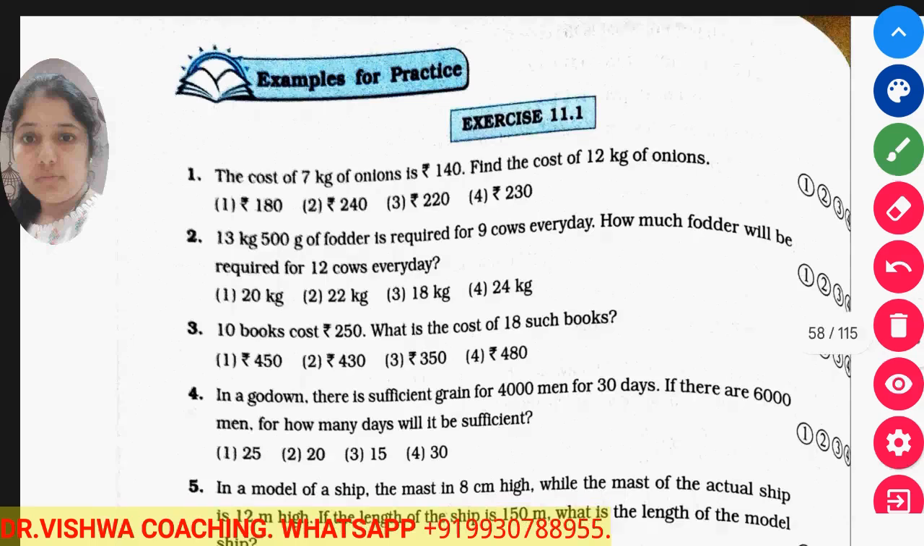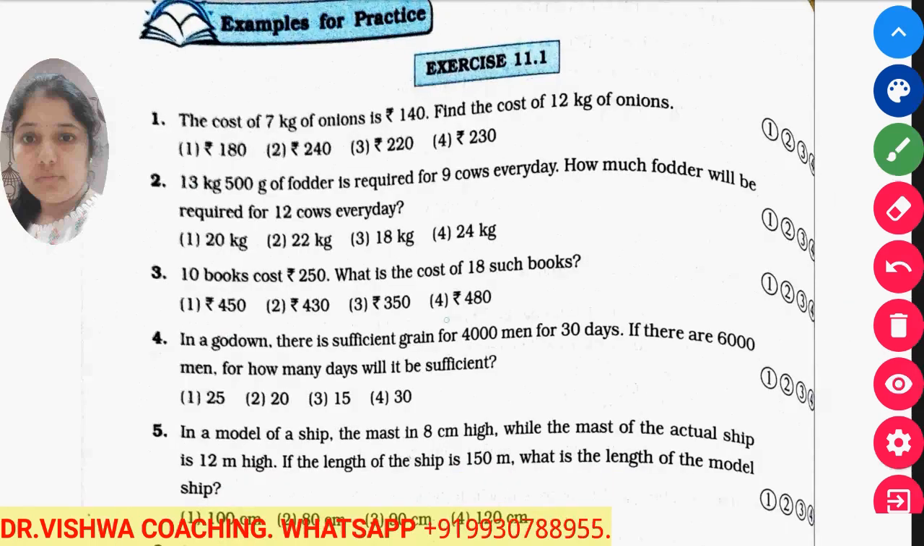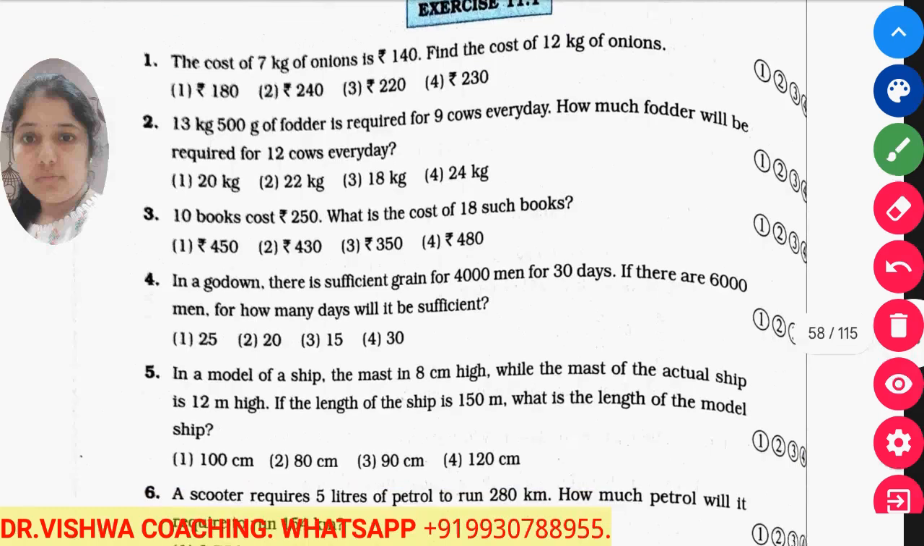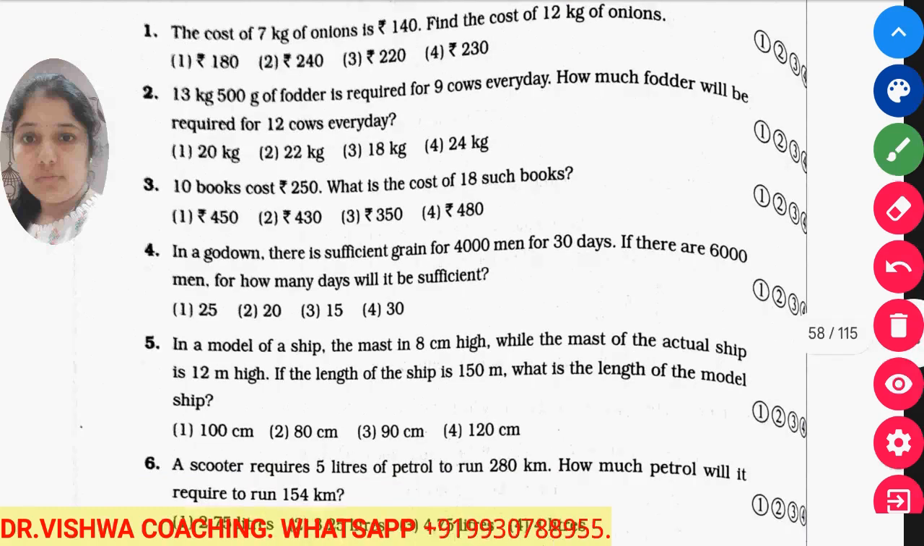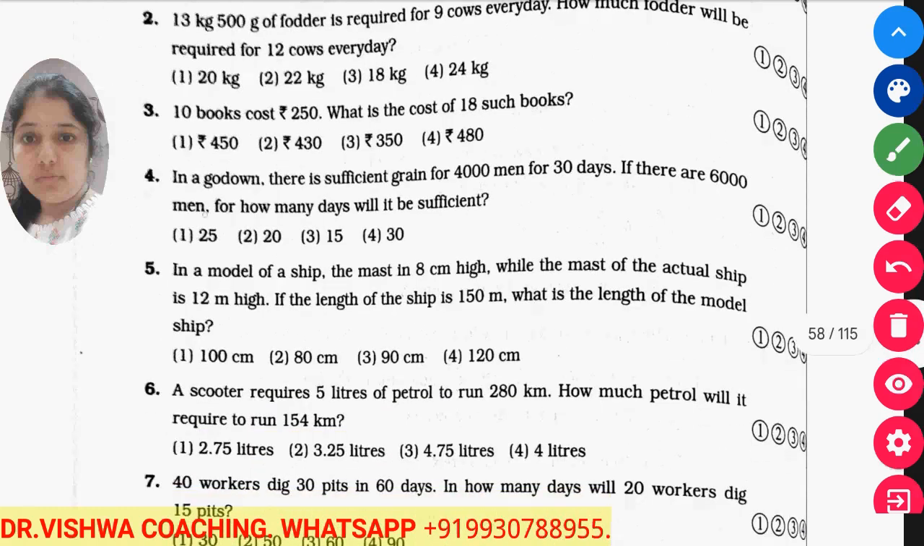Now, 10 books cost 250 rupees. How much do 18 such books cost? So again there is a direct variation. When the number of books increases, cost also increases. So you can solve this also.